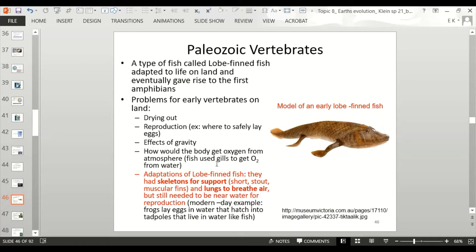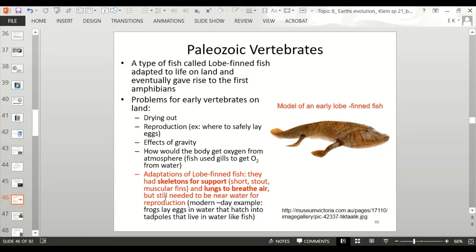So the adaptations of these lobe-finned fish included skeletons that were more able to support their bodies, as opposed to fish living in the water. They don't have to deal with the same effects of gravity because the water allows them to be more buoyant. So they developed those muscular short legs. Well, they're not legs, they're fins, but they sort of acted like legs. And they developed lungs where they could breathe air instead of relying on gills to absorb gases from water. They had lungs. But they still needed to be near water in order to reproduce.